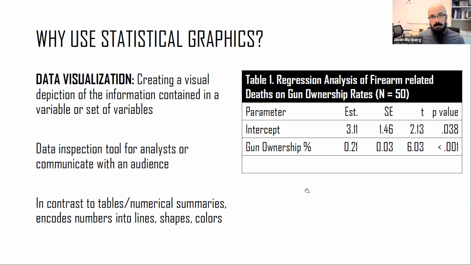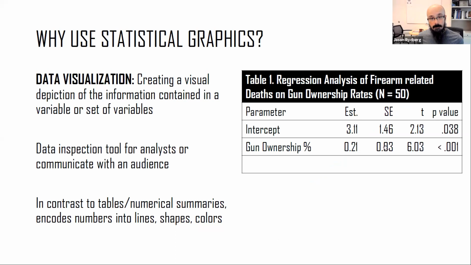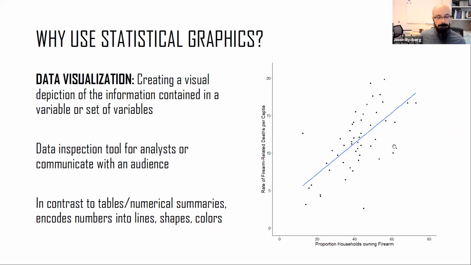So what we might consider is encoding this information in terms of positions, in terms of colors, in order to communicate this. This is an equivalent representation of that table as a figure. This is a regression line that shows the relationship: as the percentage of households owning firearms in the state goes up, so does the rate of firearm deaths per capita. I can see that quite clearly in this picture. So there are circumstances where we would want to do one, and other circumstances where we would want to do the other.